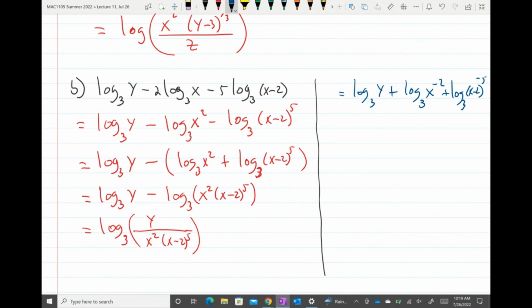And when you just have sums, what is this all the time? These are just products, right? So now you can write this as log base 3 of y times x to the negative 2 times (x minus 2) to the negative 5. Yes? Now, as you know, we don't like to have negative exponents. You have negative exponents, you need to get rid of them. How do you get rid of negative exponents? You have to use another property.